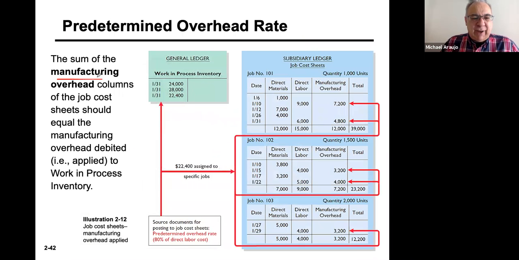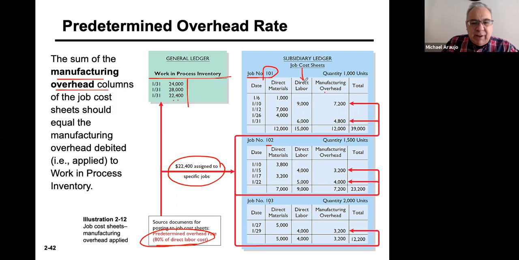This is how manufacturing overhead would look now that we've actually done the entry, and you see the $22,400 in the work in process inventory account. We need to allocate that to each of the jobs. Remember, we have job 101, 102, 103. All of them have manufacturing overhead that we have to account for. But now we know that manufacturing overhead is 80% of the labor. And guess what? Your direct labor costs are already given to you here. So the manufacturing overhead is simply 80% of these numbers. This is the total.